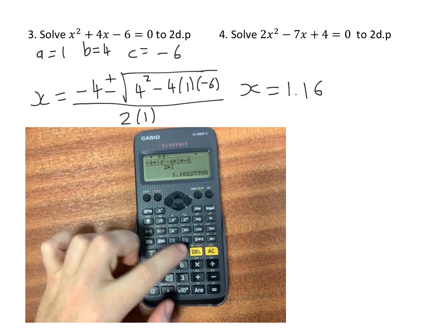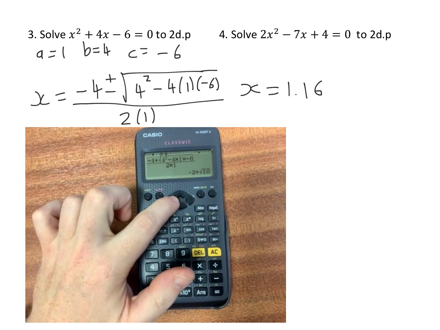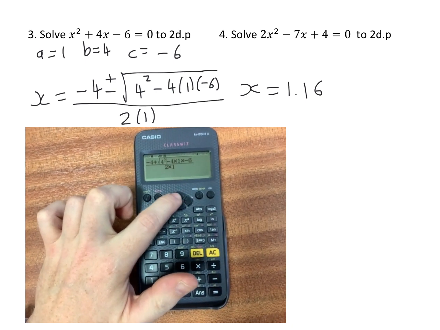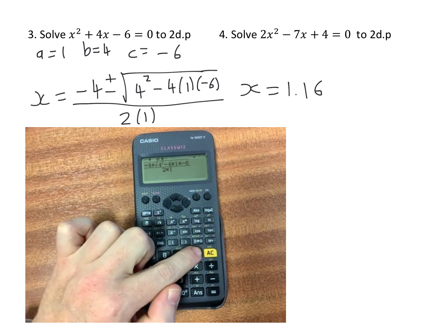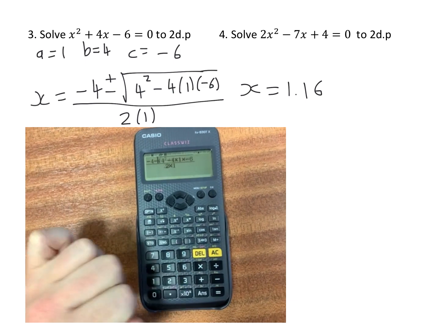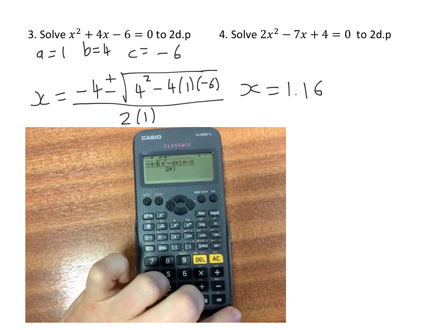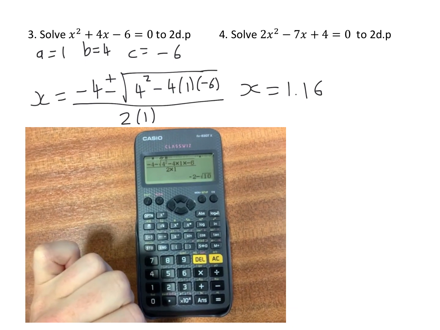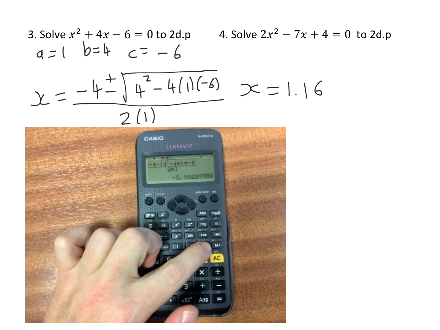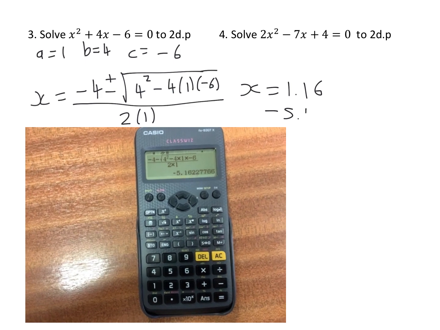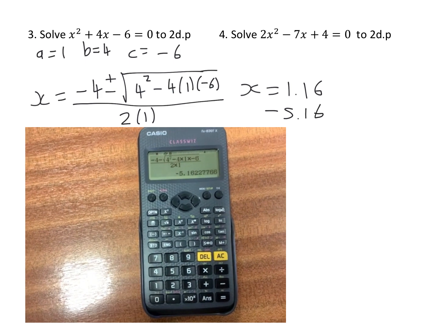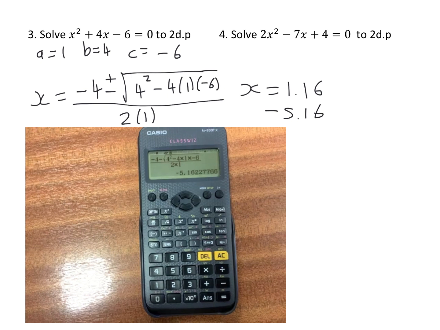If I scroll up through my method, I can go back and change that plus sign. If I delete it, change it to a minus sign, that will give me the other answer, minus 2 minus root 10. If we hit the SD button, get the right format, we get minus 5.16. Okay, so that's the solutions. That's all there is to it.